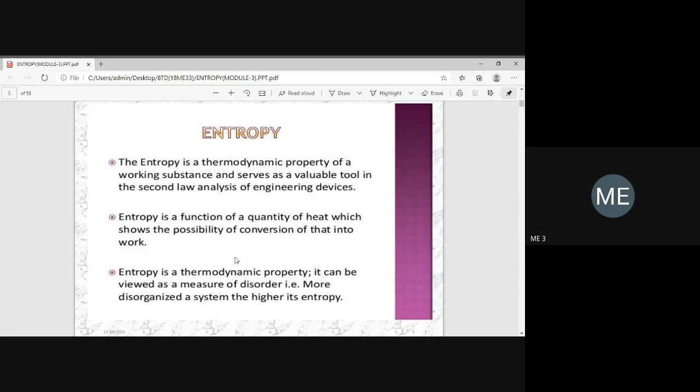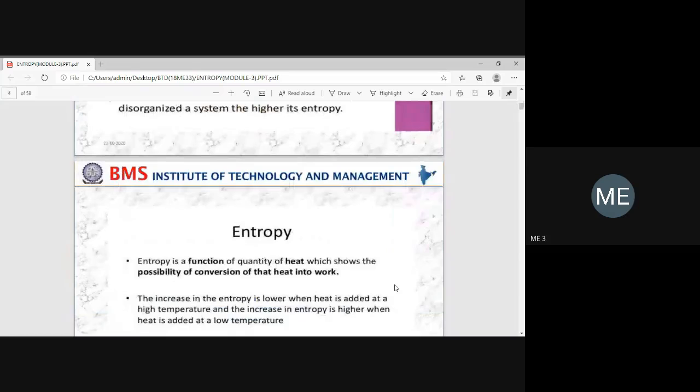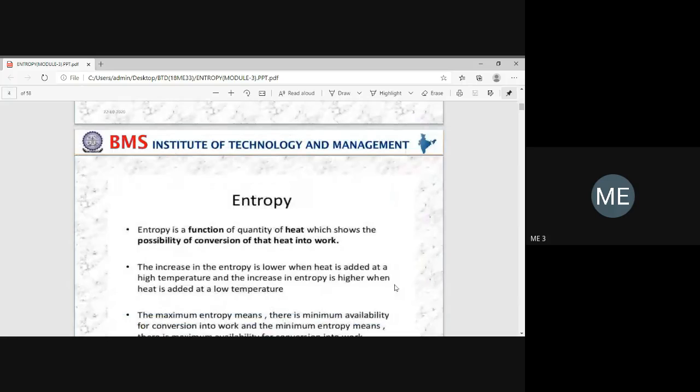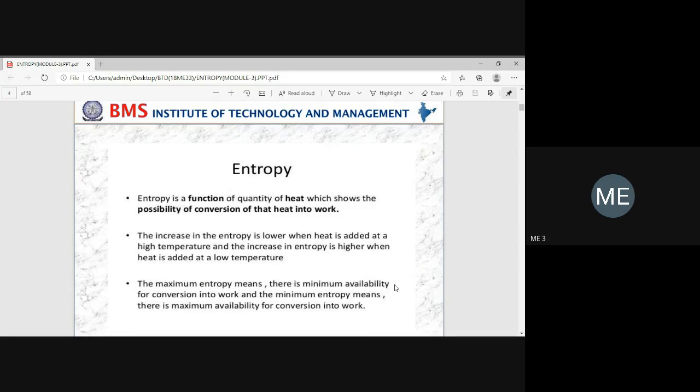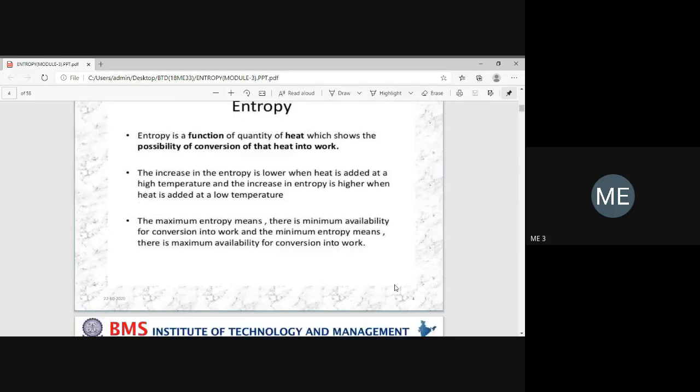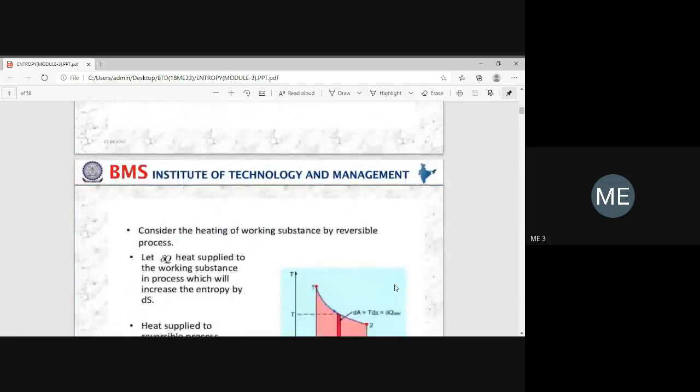Since the entropy is directly related to the heat, as you add heat to the system, the entropy of the system increases. As you remove heat from the system, the entropy of the system decreases. So we can say that entropy is a function of quantity of heat which shows the possibility of conversion of that into work. So that is the concept related to the entropy.